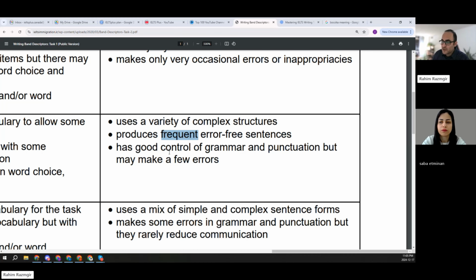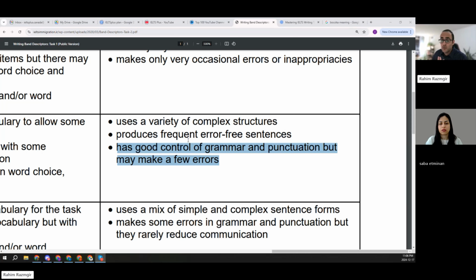So remember, the first bullet point here is about range, variety of complex structures. So you show that you are able to use multiple complex structures, and then you produce most of them as error-free sentences. So first is variety, second is accuracy, and finally, you need to have good control of grammar and punctuation, but may make a few errors. So if you show good control, but still have some few errors, it's considered to get a band score of 7 for grammatical range and accuracy.